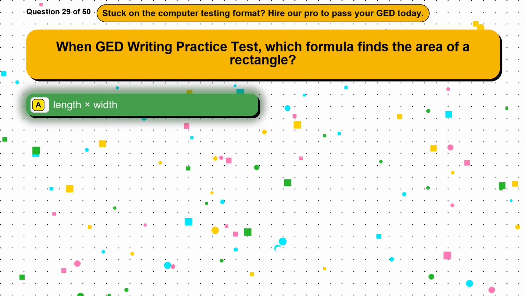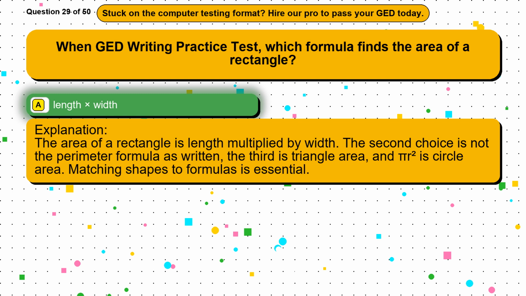The correct answer is option A, length times width. The area of a rectangle is length multiplied by width. The second choice is not the perimeter formula as written, the third is triangle area, and pi r superscript 2 is circle area. Matching shapes to formulas is essential.